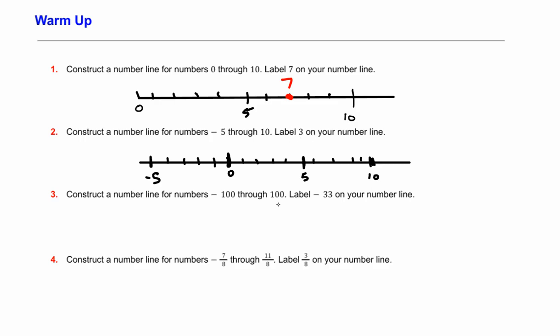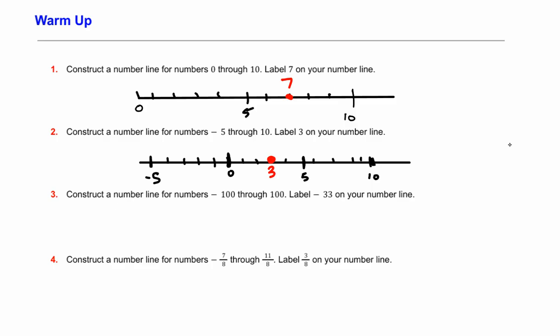Label 3 on the number line. Well, +3 is going to be to the right of 0. It's between 0 and 5. So right here is the number 3. By the way, -3 would be over here if it said to do that. Remember, the negatives are to the left.